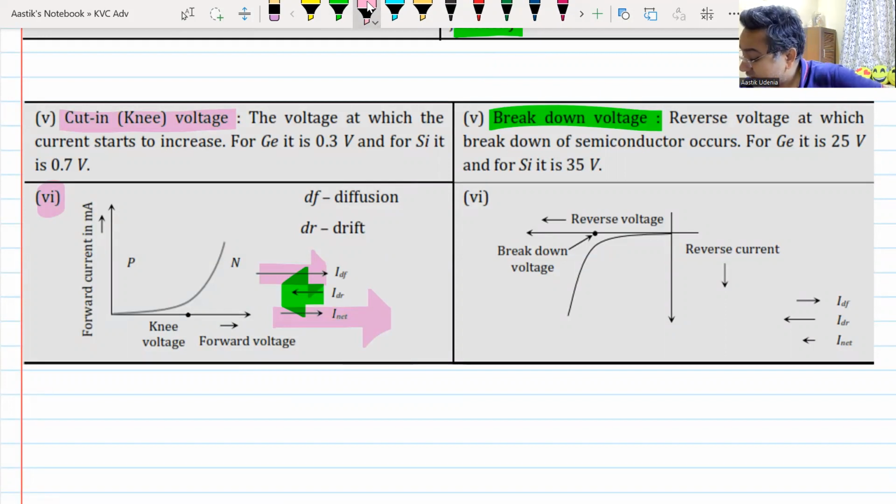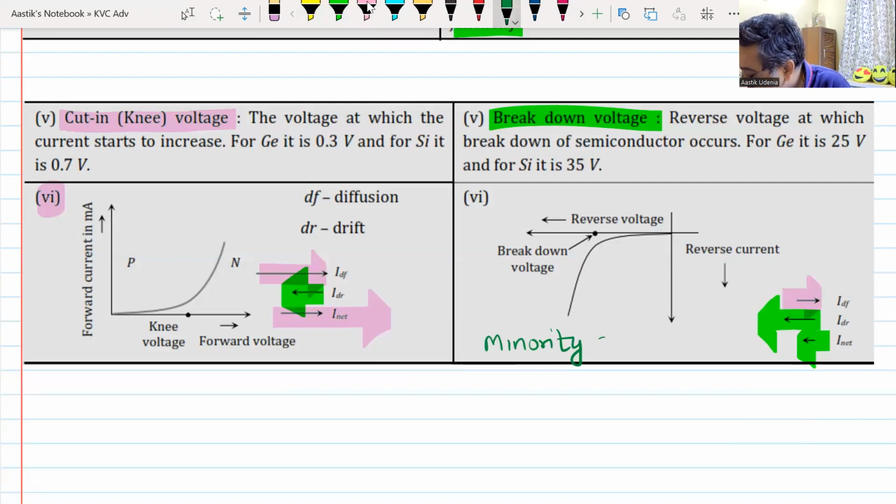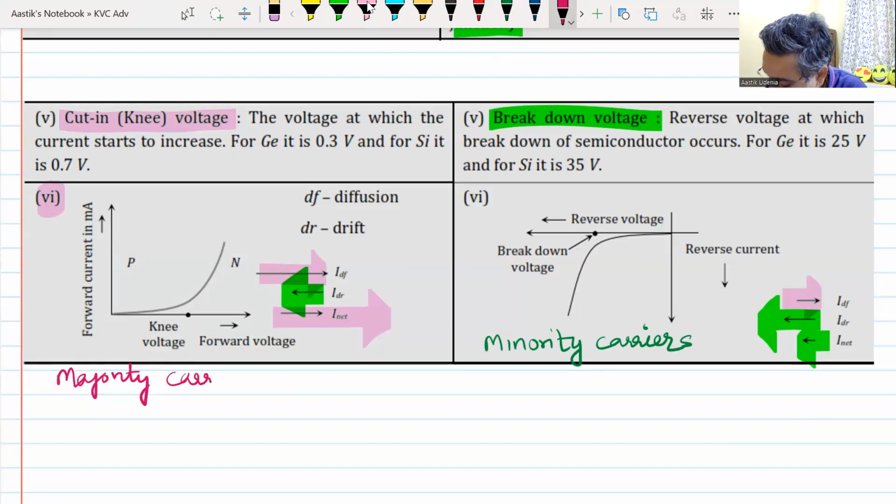On the other hand, you see here the diffusion current is like this. The drift current would be more here, and therefore the net current will be because of, in other ways, what we say here, the current is because of minority charge carriers. The current in reverse biasing is because of minority carriers. The current in forward bias is because of majority carriers, majority charge carriers.